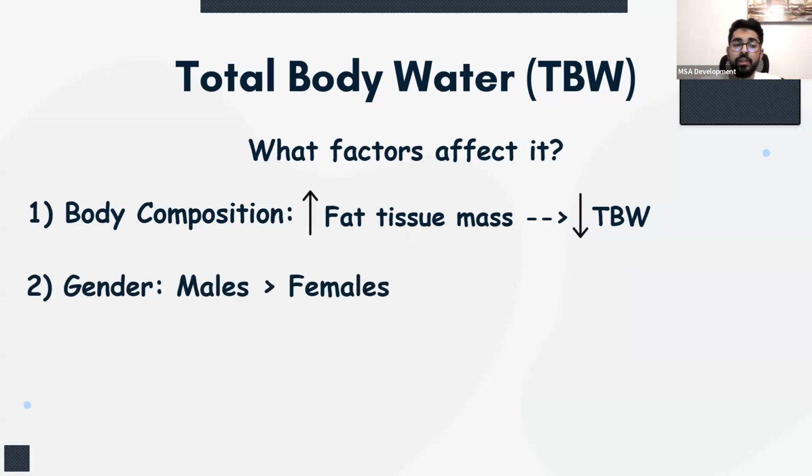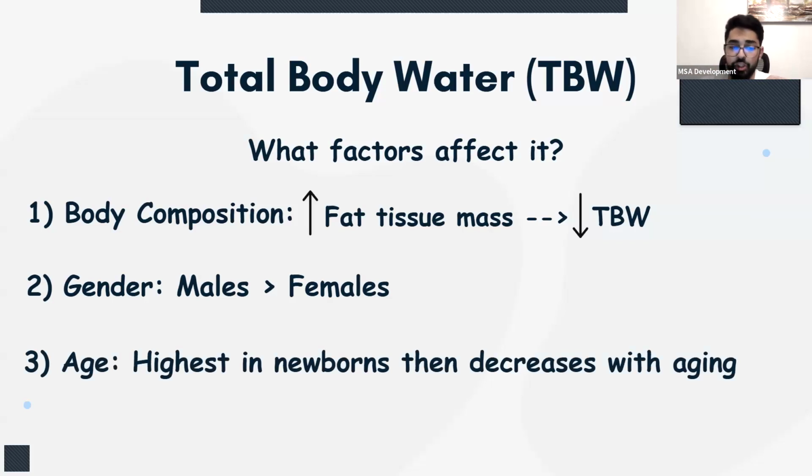The second factor is the gender. So males are going to have more total body water percentage than females. It's actually related to the first factor, which is the amount of fat, because females normally have a higher fat percentage. They're going to have a lower total body water. So these are two factors. First one, the amount of fat or the body composition. The second one is the gender. And they're actually related because they both go back to the amount of fat there is in the body.